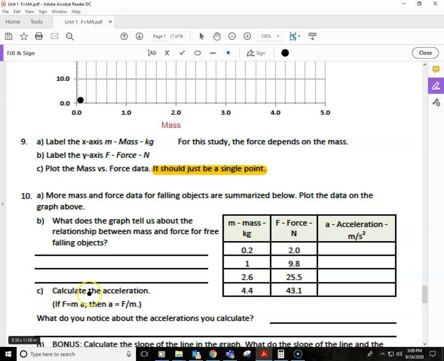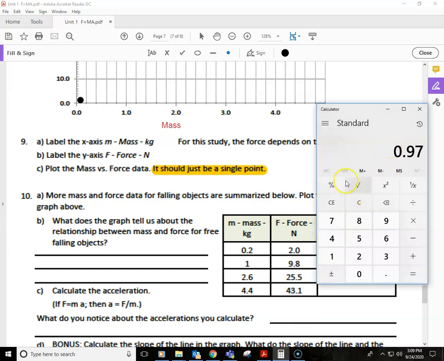Now, what are you going to do? Calculate the acceleration. To do that, we're going to take our equation of F equals ma and we're going to turn it around. This is algebra, you guys. I hope you've done some algebra before. We want to get acceleration by itself. To do that, we have to divide by m on both sides of the equal sign, which means acceleration is force divided by mass. So what's the first one? 2 divided by 0.2. Let's clear all this away. 2 divided by 0.2 equals 10.